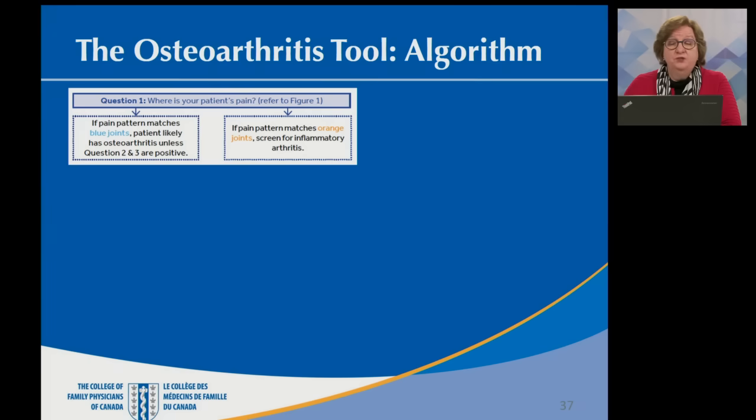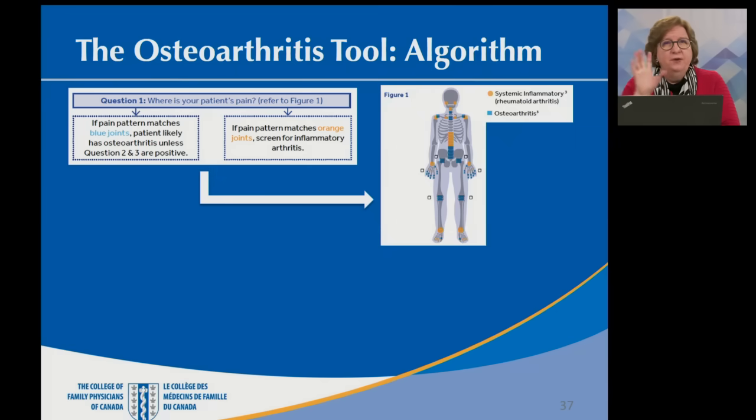So if we look at the tool, the first question is, where is your patient's pain? That's very important, because we're trying to already with that first question use clinical decision making and determine, is there an inflammatory component or is this an osteoarthritis? The blue joints are osteoarthritis and the orange joints are systemic inflammatory arthritis. Not to say that you might not have some crossover, but we're looking at patterns. If in fact your patient has multiple joints and they're fitting into a pattern, you want to be aware of whether or not that's an inflammatory pattern.